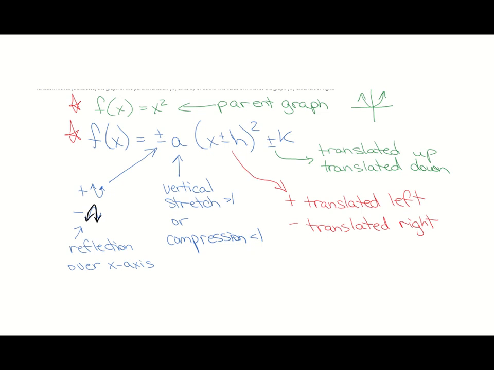Inside the parentheses, if you have x plus a number, that means it's going to the left. If you have x minus a number, that means it's going to the right. Outside everything, all by itself, if you have plus a number, that means it's going up. And if you have minus a number, it's going to go down. I'm going to show you some examples of this on the next slide.